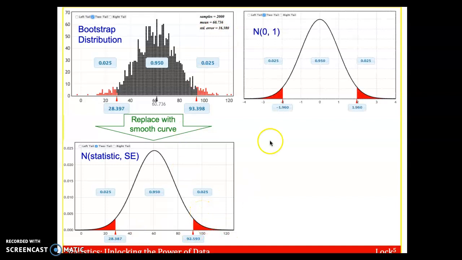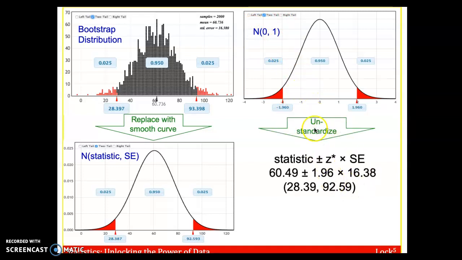And another approach, and this is the most standard, the most common, is to figure out your Z star using the normal distribution, 0 and 1, and then unstandardize to go with your statistic, plus or minus Z star times standard error. So notice in all three of these, we don't get the exact same confidence interval, but very, very close.